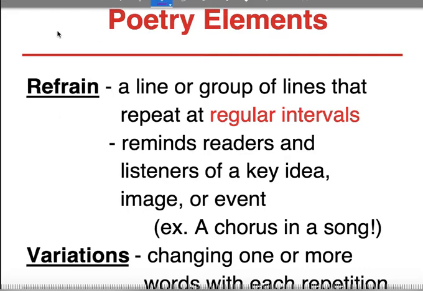A refrain. A refrain is a line or group of lines that repeat at regular intervals. So for instance, in music, we know that a refrain is typically that little catchy line that comes right before the chorus, and every time the singer goes to sing the chorus, they sing that same little refrain, that same catchy line. So a refrain in a poem is a line or group of lines that repeat regularly throughout the poem. And the point of this is that it reminds readers and listeners of a key idea, image, or event. It keeps bringing us back to something that's really important or central to the poem, some key idea.